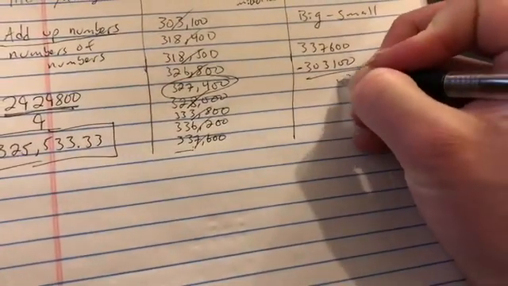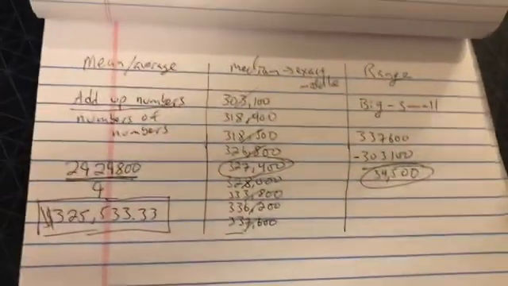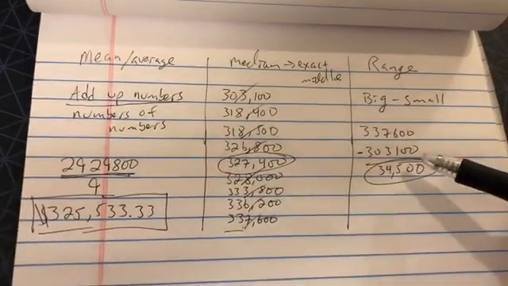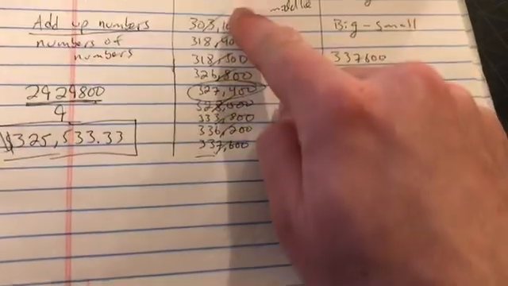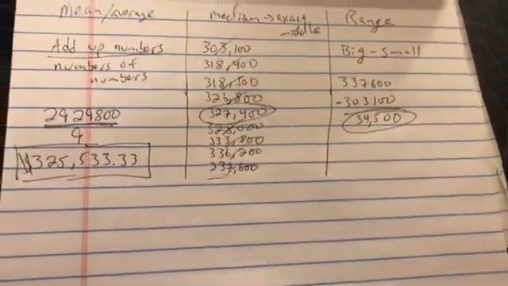So here I get 0, 0, 5, 4, 3. So there's my answer. After I subtracted, it's 34,500. So that means the cheapest house is only $34,500 away from the most expensive house.